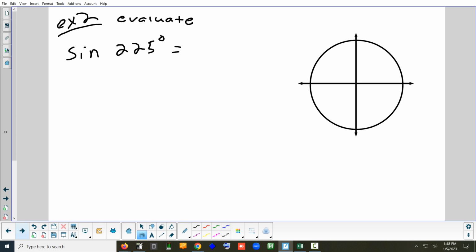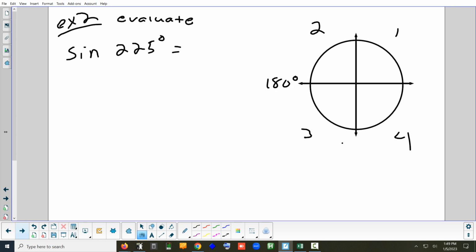Okay, let's try this one. Sine of 225. So, Sam, first, can you tell me what quadrant that one's going to be in? Let's just get kind of a rough idea. The third quadrant. Yep, it's the third quadrant. Remember, this is how you number. So it's going to be in the third quadrant. Closer to the x-axis, y-axis, or right in the middle? Closer to the x-axis. No?